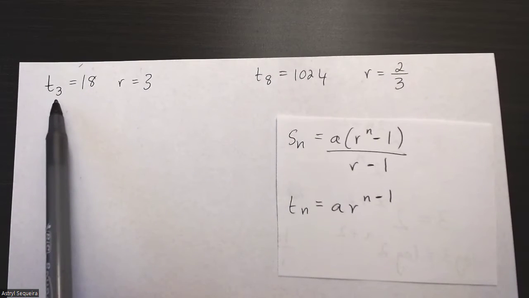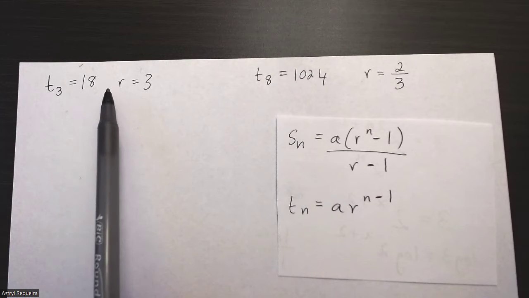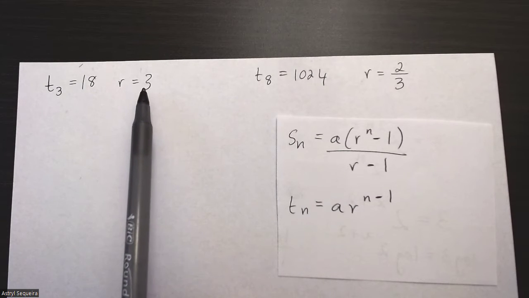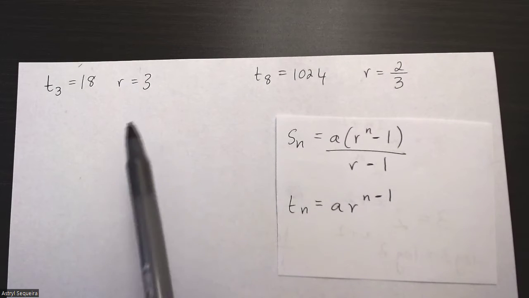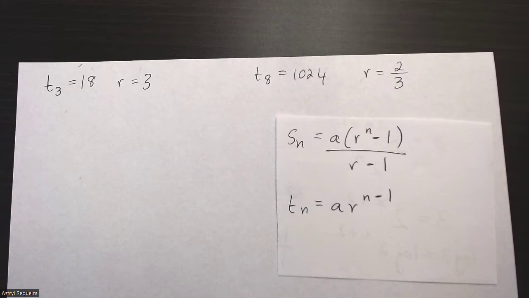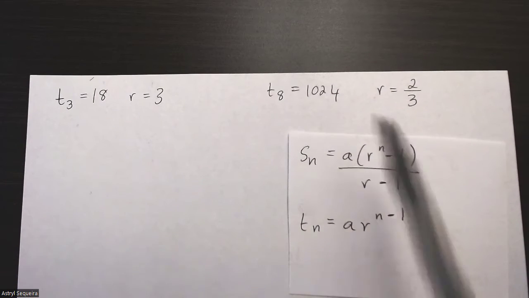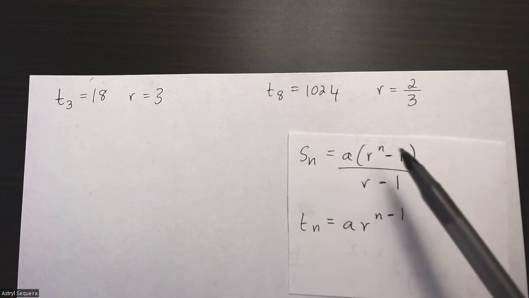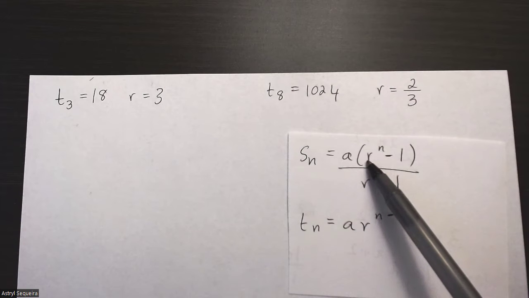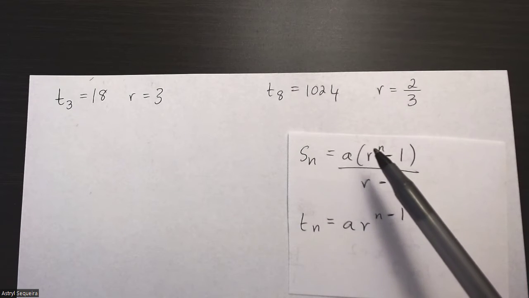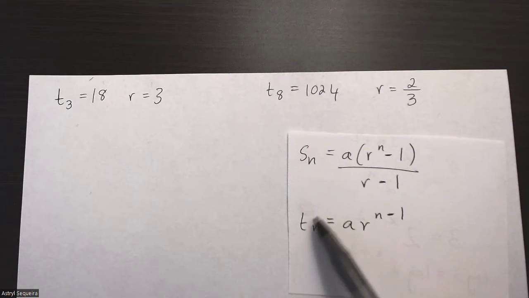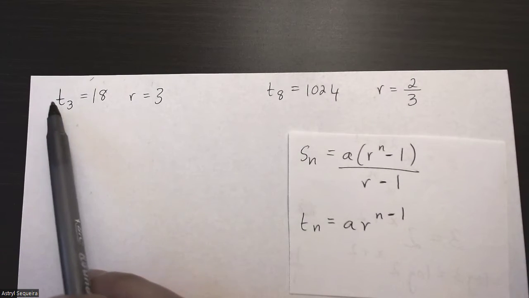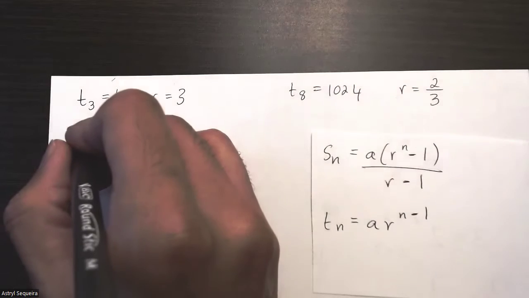Now, if I take a look at the first question, it gives me the third term is 18, and it gives me the r is equal to 3. So the r is just the multiple or the factor by which the sequence goes up by. So it's also referred to as the common ratio. So I've not given my first term in this sequence, but I know my common ratio, and I know that I'm trying to find S7, but in order to figure out my first term, I need to use the general term over here. So I'm going to use T3 in my general term formula.